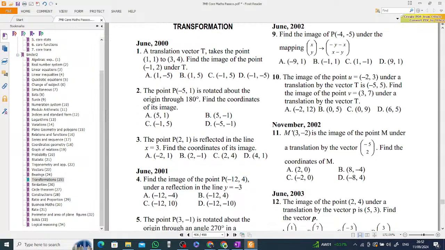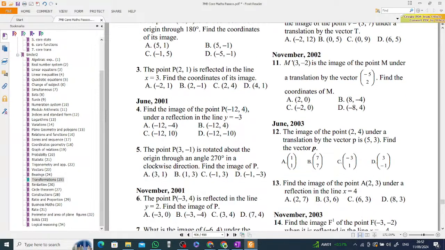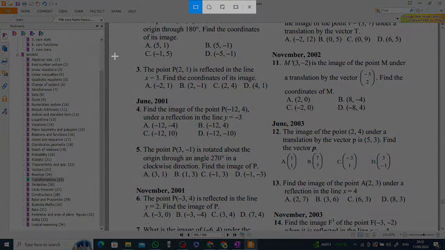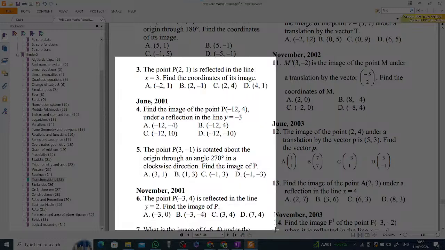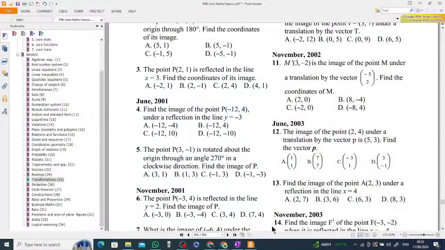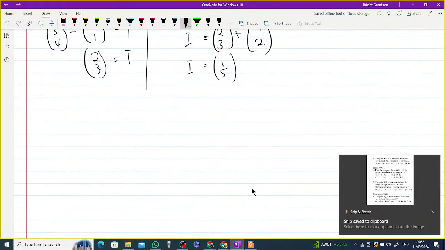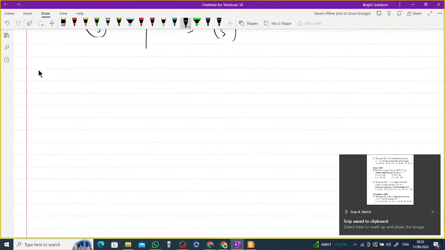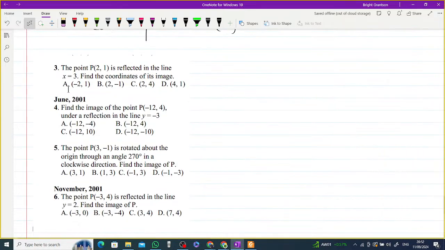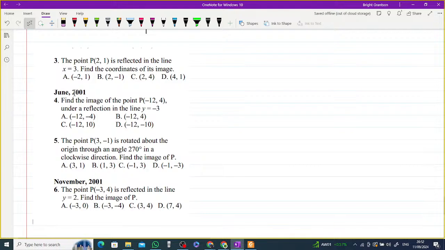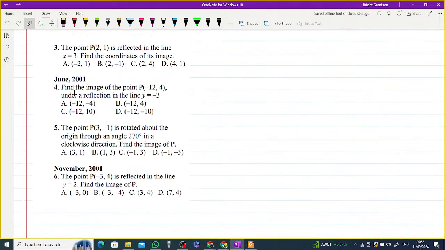Okay, let's continue. So let's look at number 3. In fact, let me share the whole screen here. So that's translation and transformation and all those things. When they say enlargement, it's our WASSCE factor. Now over here, they say the point 2, 1 is reflected in a line. Those enlargement things, they are very easy.